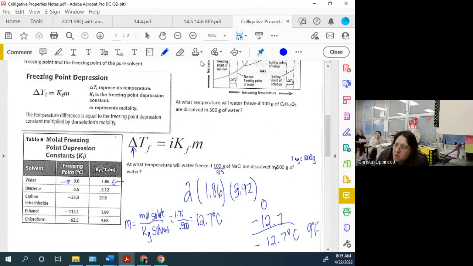Sorry, guys. All right. So we've got the same equation. This is a molecule, though. So how many things is this going to break up into? Nope, this is not ionic. 1. It's just going to stay by itself. So the i factor here is 1.